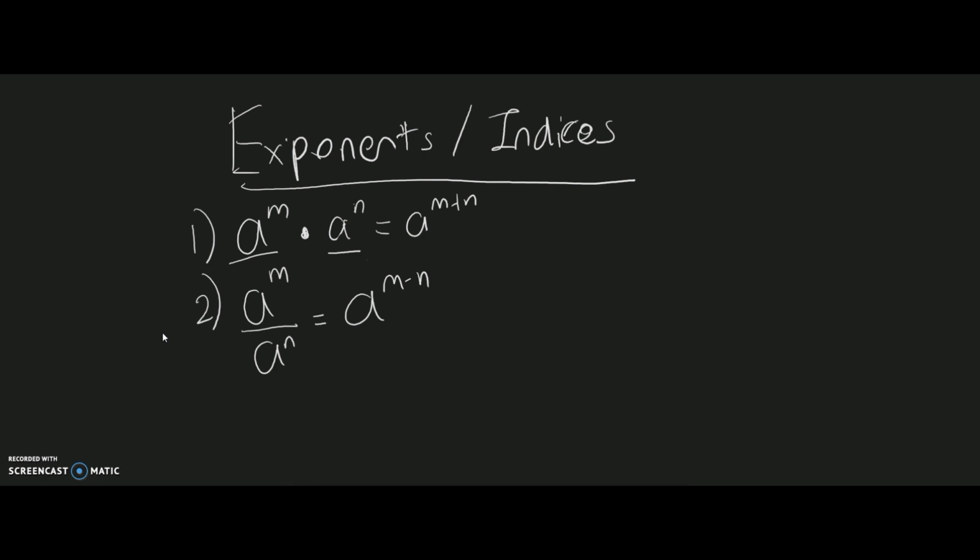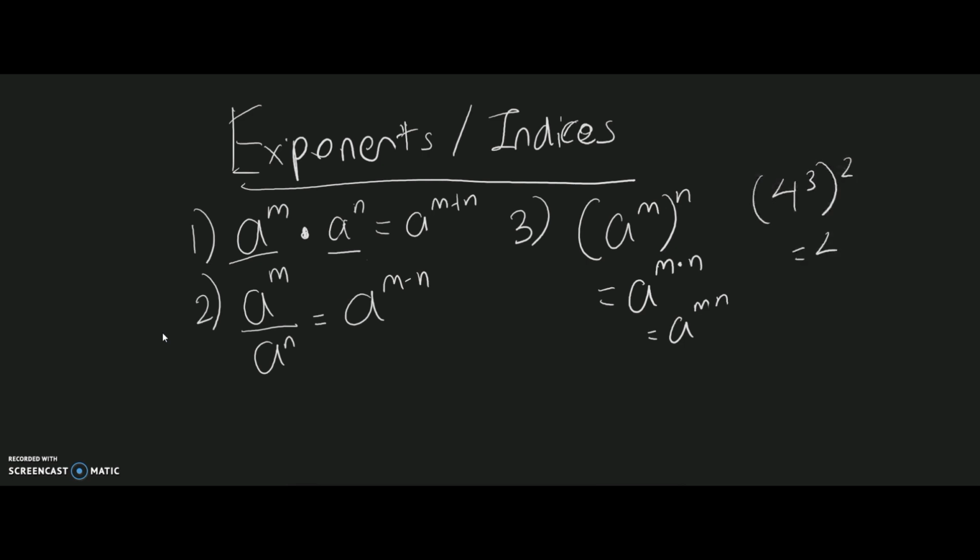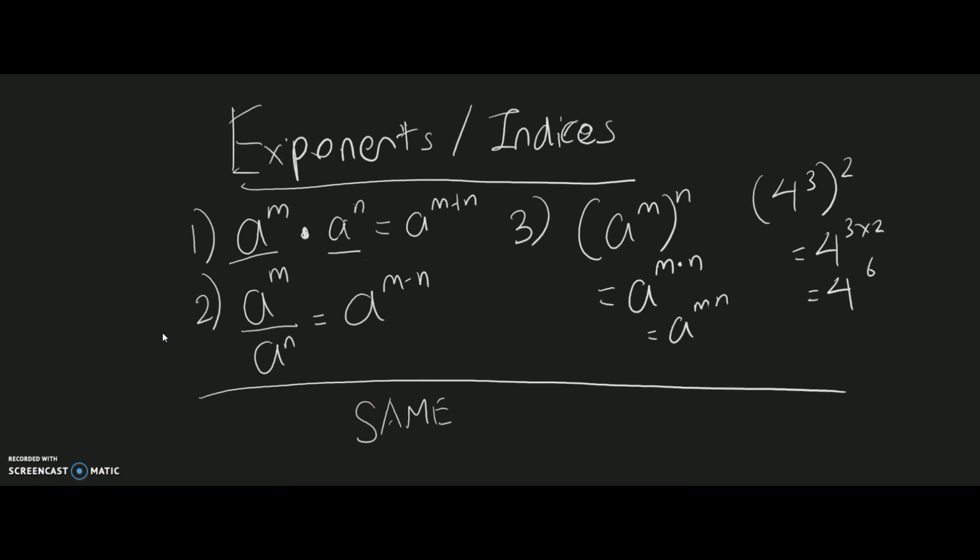So law number 3 is the power of indices. Let's say a to the power of m is inside brackets, and this a to the power of m is raised to the power of n. Then this equals a to the power of m multiplied by n, which is a to the power of mn. For example, let's say we have 4 to the power of 3, and the whole thing to the power of 2, is equal to 4 to the power of 3 times 2, which is equal to 4 to the power of 6. Next law, these 3 laws are for same base. As long as the exponents have the same base, these laws can be applied.